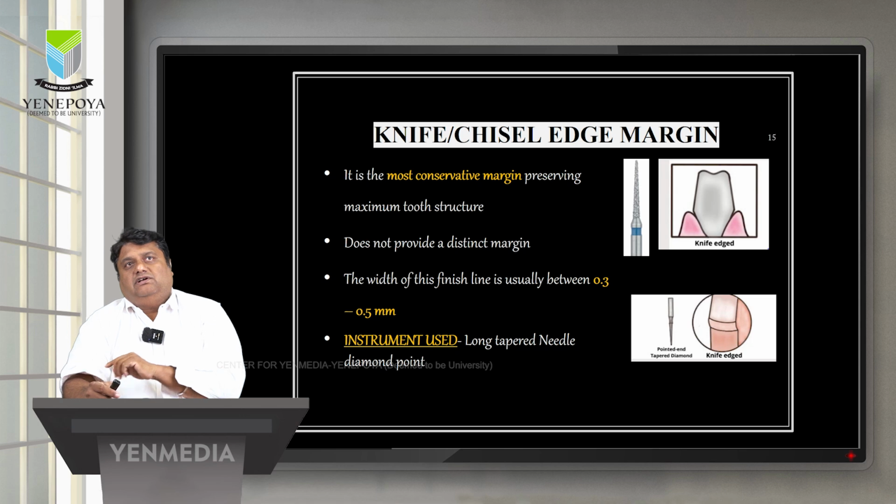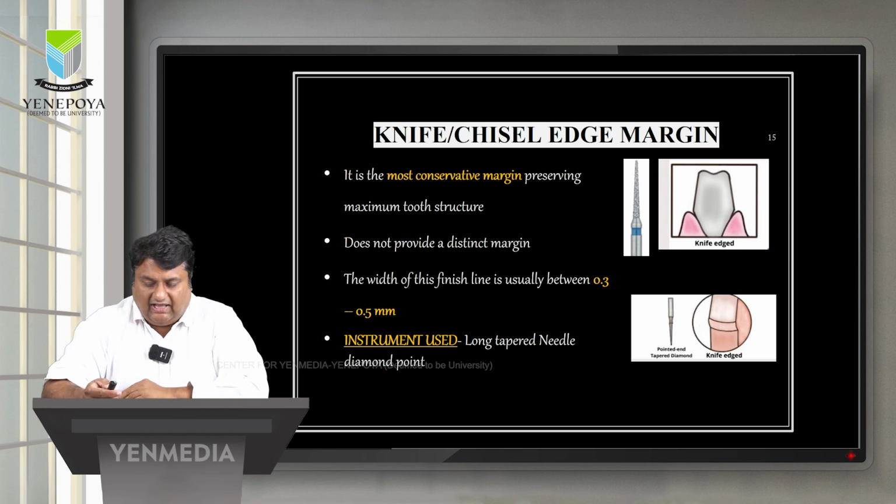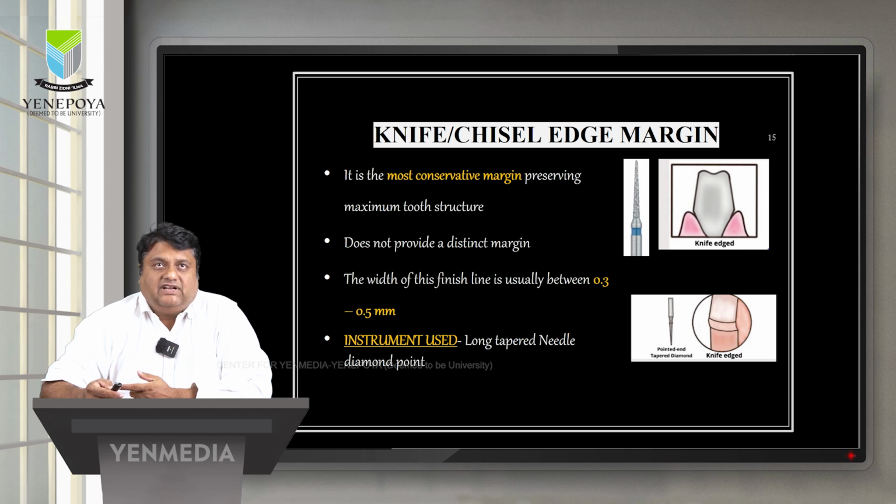Now, let's go on to the first type of finish line. You have what is called a knife edge, or with a slight modification, you call it a feather edge or a chisel edge margin. It is the most conservative of all with respect to tooth matter. So yes, if you say conservative, it fits that bracket. But what are the disadvantages? It does not provide a distinct margin. The width of this margin is usually between 0.3 to 0.5 mm.